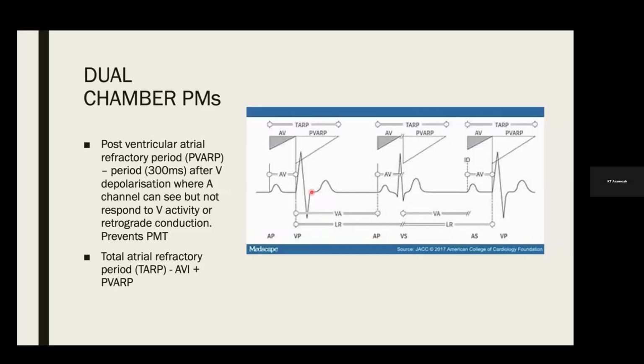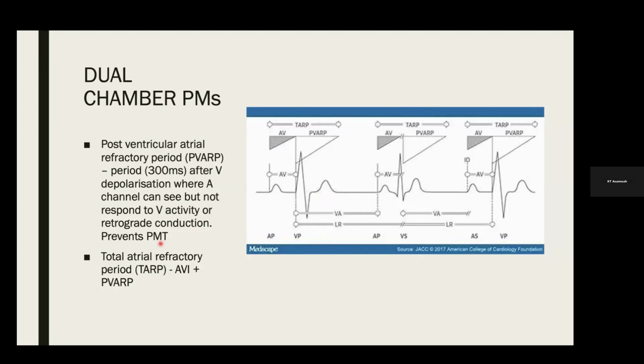And if that goes into the atrium, then the atrial lead will sense that as intrinsic activity and trigger the timer for the AVI. Then you have another ventricular impulse, and it will go retrogradely, and the atrium will sense it. Now, when this happens, it leads to a phenomenon called pacemaker-mediated tachycardia, PMT. And we want to prevent this.